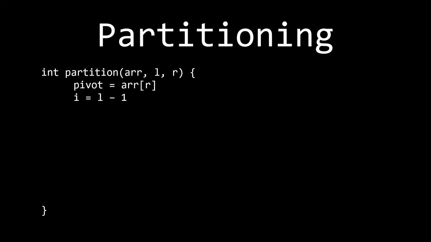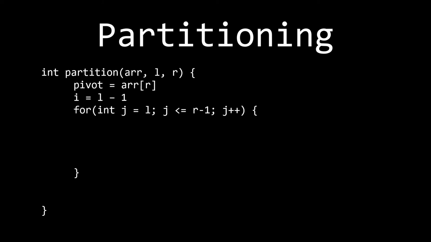Then we're going to create a for loop that starts from L to R minus 1. R is going to be our pivot, and we don't want to check our pivot, so we're going to go to R minus 1. So we're going to start from the left boundary all the way to R minus 1.